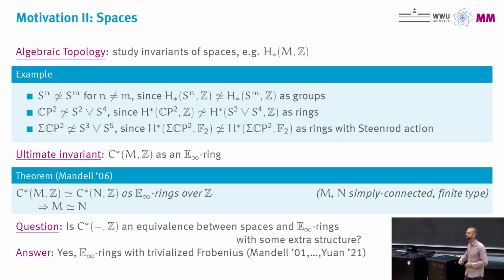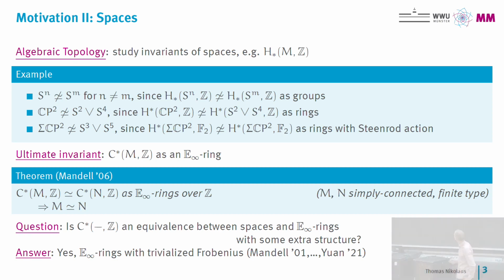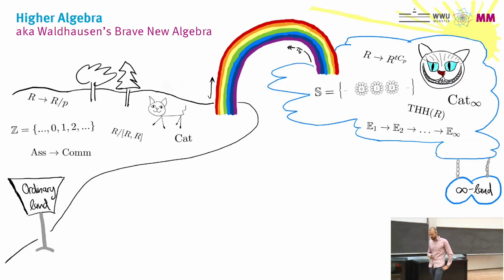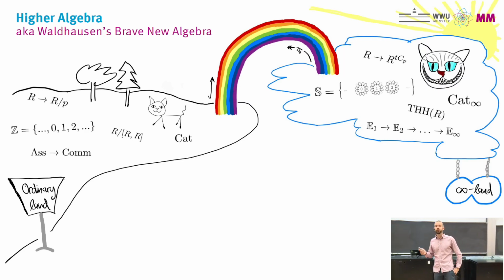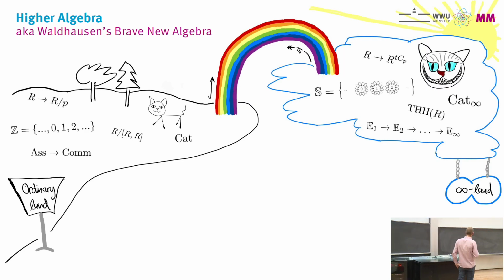He proved that if you equip these cochains, and I guess you work over the sphere, as I will detail in a second, you equip it with a trivialization of this Frobenius, then it turns out that you get an equivalence of categories. Okay, so that was my motivation, and now I want to talk about the Frobenius homomorphism in higher algebra. So let me first tell you what I mean by higher algebra.